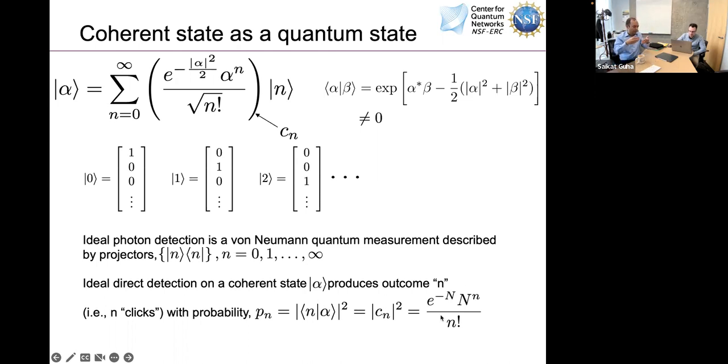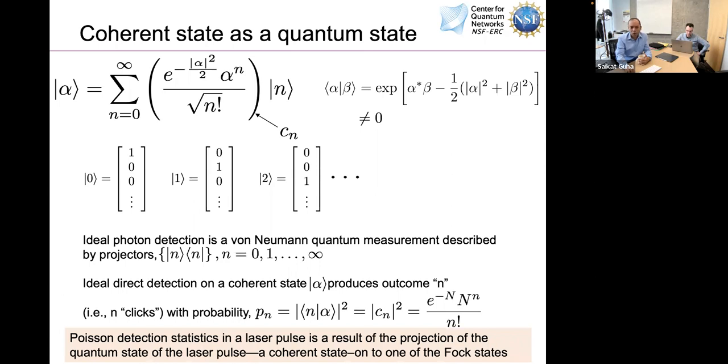Now, with this language, when I have written the coherent state as a superposition of these Fock states, I can take an inner product between two coherent states, and that number is never 0. So no two coherent states have a 0 inner product, meaning no two states of laser light can be told apart with any receiver with 0 probability of error. Of course, to Dan Kilper's point, when alpha is large, this inner product becomes very close to 0. So we don't care, but we do care when alpha is very small and this inner product can be significantly away from 0. All right. So Poisson detection statistics on laser pulses is a result of the projection of the quantum state, which is a coherent state of the laser light of the mode, onto one of the Fock states.